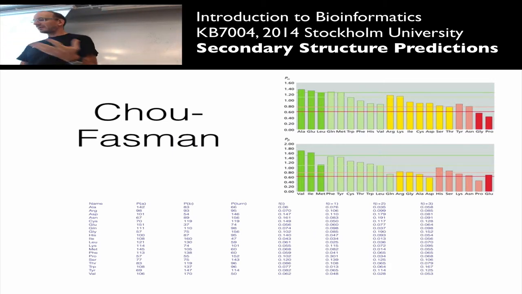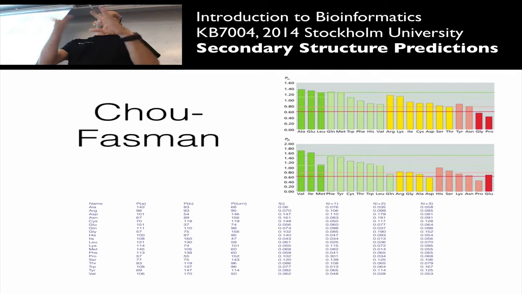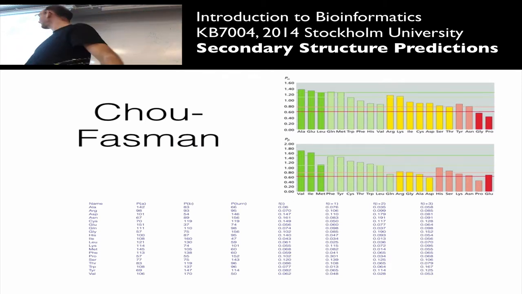So what they basically did is take this logos that we had. My logos was not invented in this time, but they could have taken logos if they had it. And they tried to calculate the probability to find an amino acid in an alpha helix compared to somewhere else, or in a beta sheet compared to something else. So the alpha helical propensity, a beta propensity, and a turn propensity.